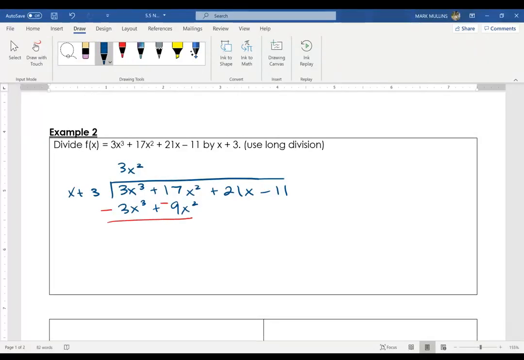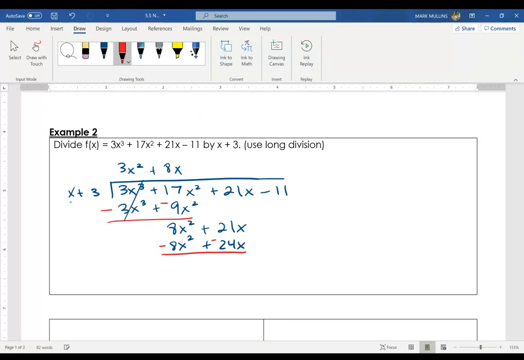So when we do that, we will have, let's see, 17 minus 9 would be an 8x squared. And because I have two terms over here with the x plus 3, I'm going to bring down the 21x so that I have two terms. And now I have to divide x into the 8x squared. So we would need to multiply it by an 8x, multiply it back, 8x squared plus 24x. And remember again that we are subtracting.